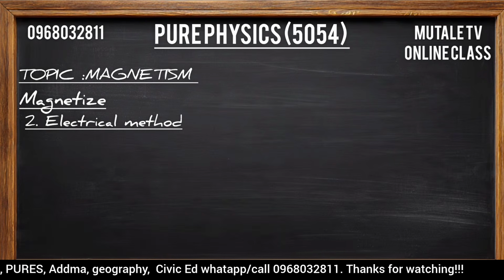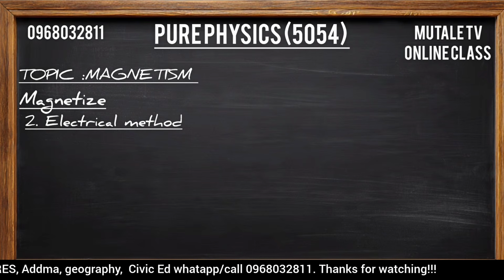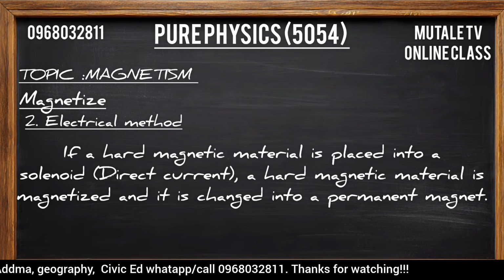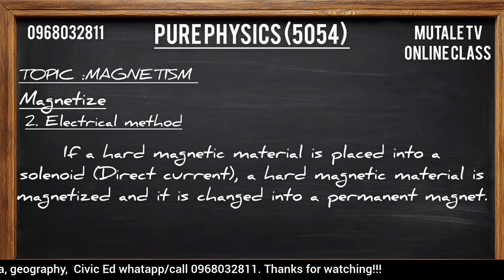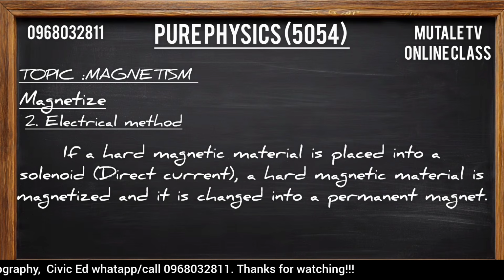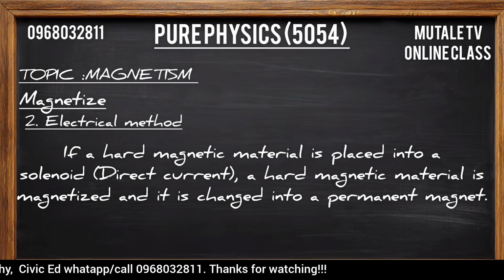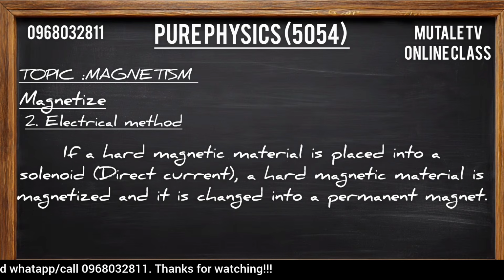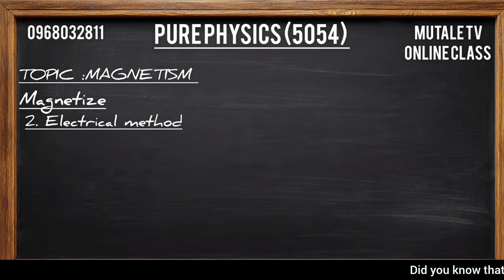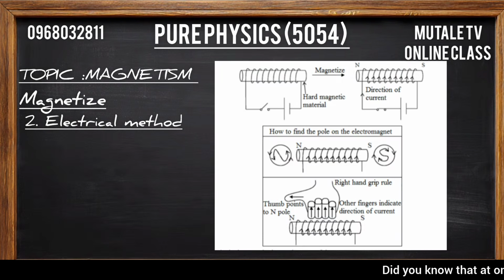Alright, so the other method is what we call the electrical method. If the hard magnetic material is placed into a solenoid carrying direct current, the hard magnetic material is magnetized and changed into a permanent magnet. If you look at the diagram there, you clearly see what happens.